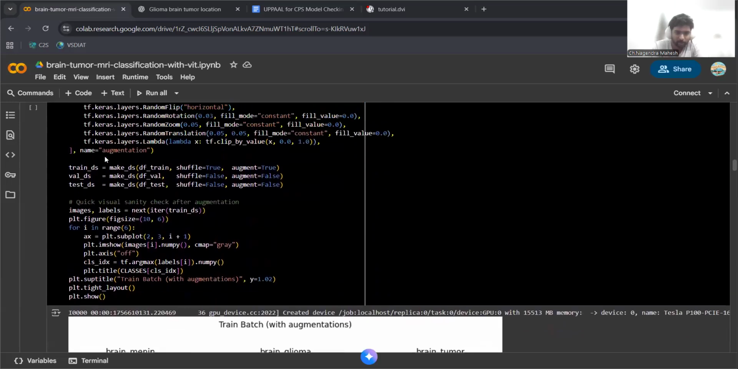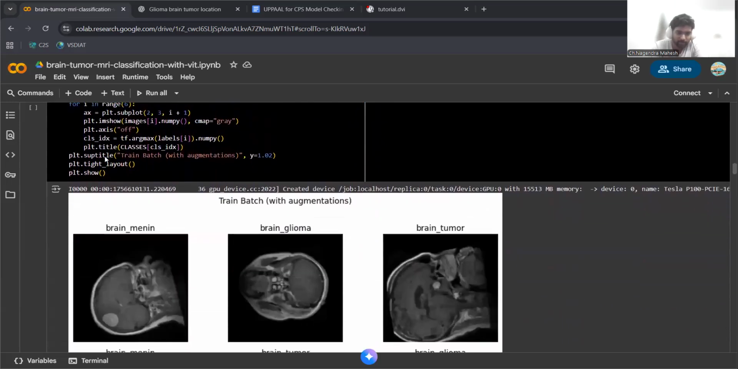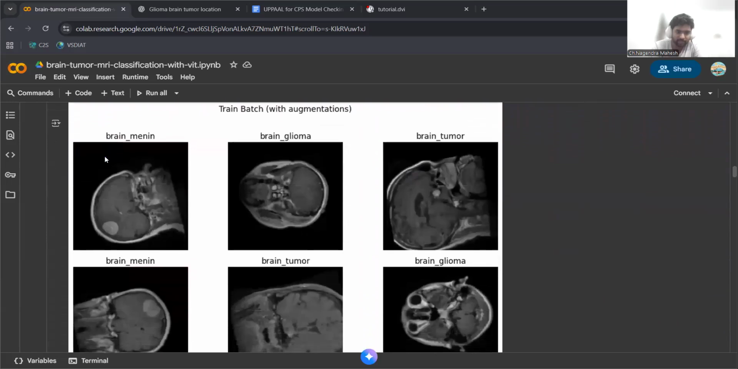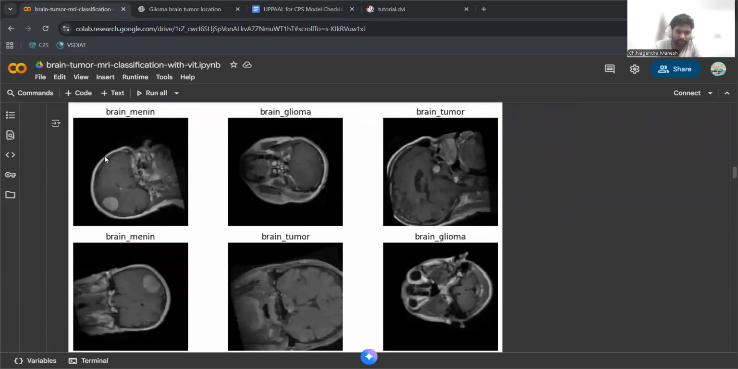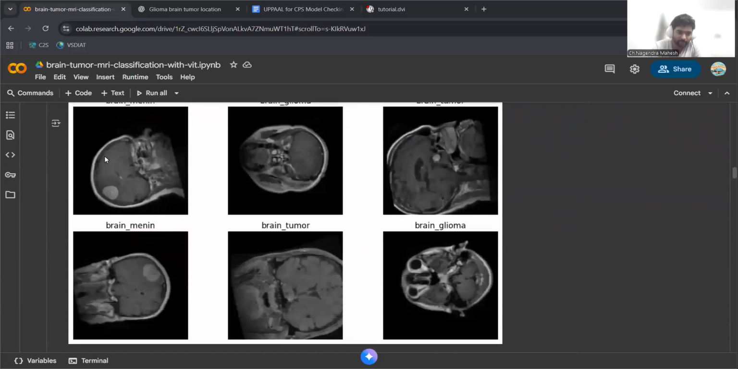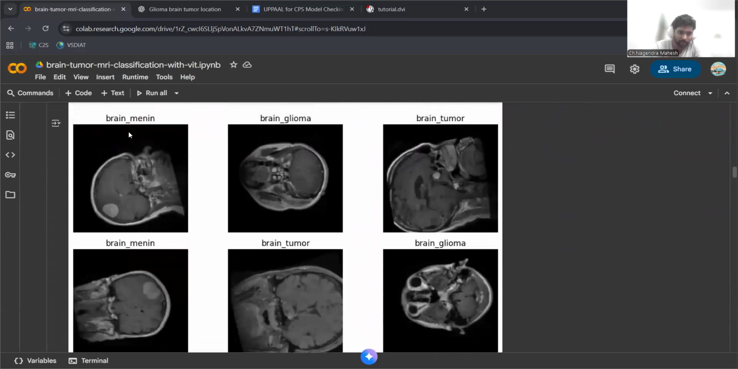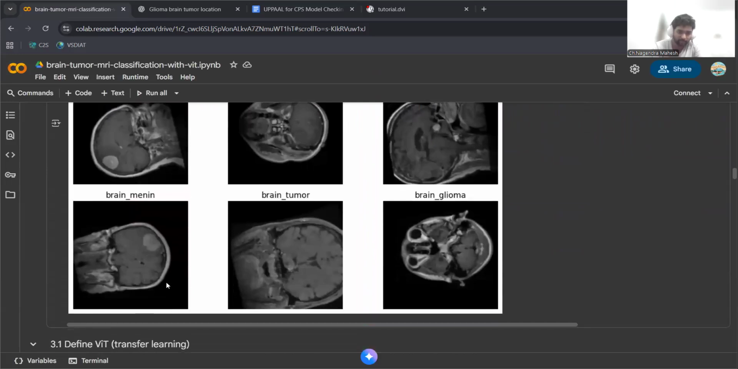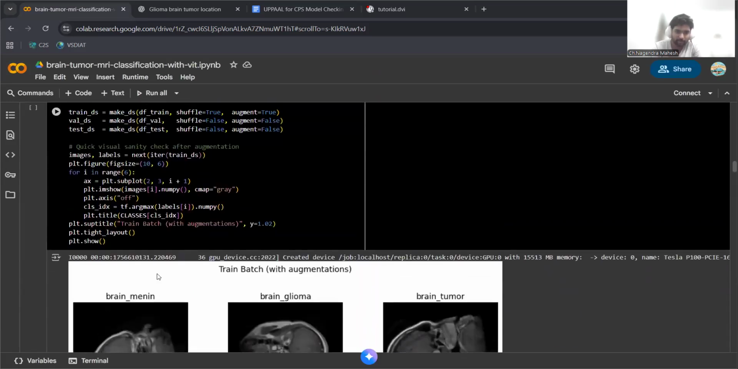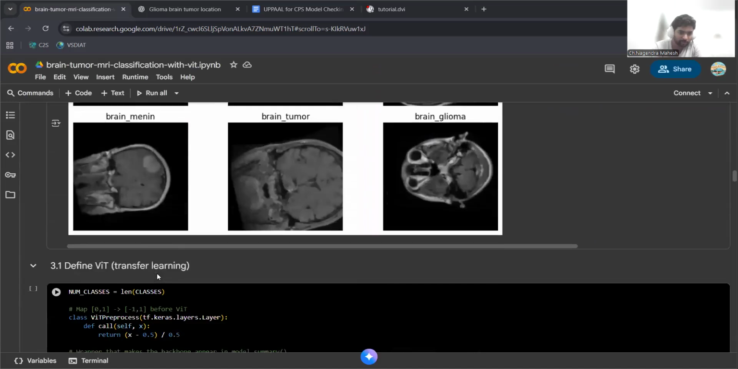We are also augmenting the data. Since we have a very small dataset, we are giving the same image in different ways. Like you see here, this is how the MRI scan is given in a different way. This is one example of augmentation.